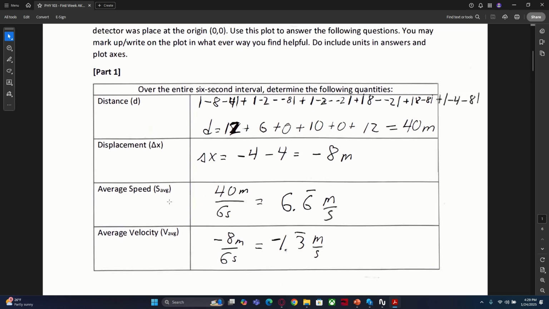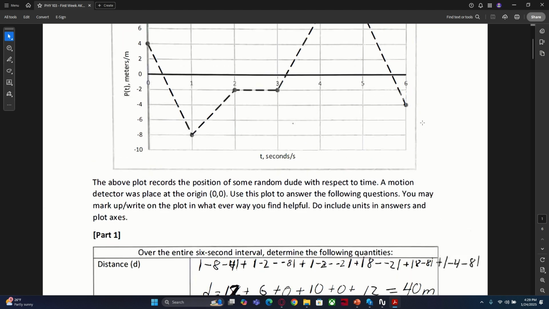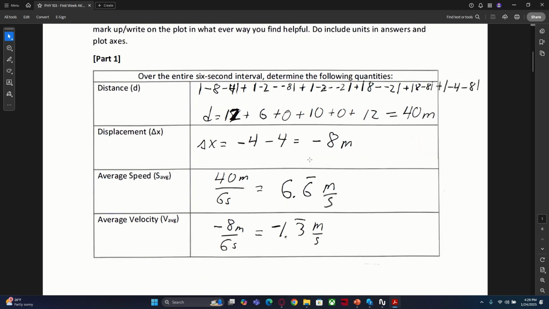Average speed is going to be pretty easy once we have our total distance of 40 meters. The entire run that this was measured was 6 seconds, so 40 meters divided by 6 seconds gets us to 6.66 repeating meters per second. And for average velocity, that's going to be our displacement, -8 meters, divided by 6 seconds, which is how we got -1.33 repeating meters per second.